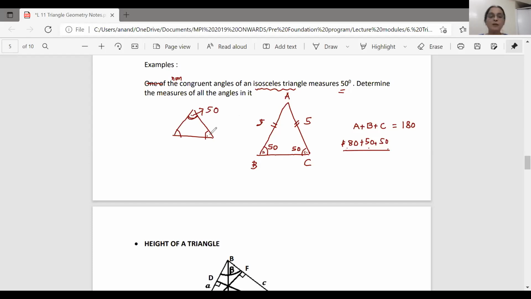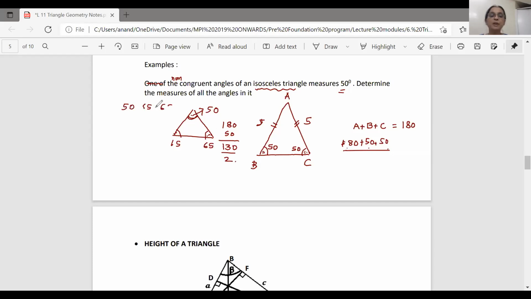So what will be this plus this? That will be 180 minus 50. That is 130. And if this plus this is 130 and this is equal to this, what will be each of this angle? 130 upon 2. That is 65. So if the non-congruent angle is 50, the measures of the three angles will be 50, 65, 65.